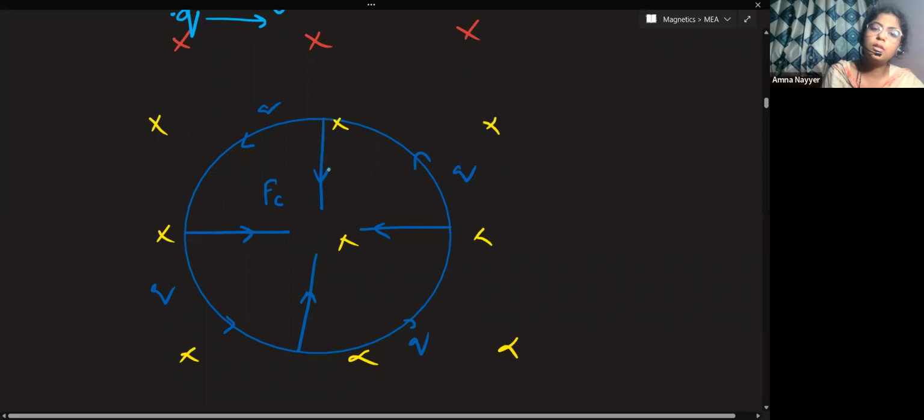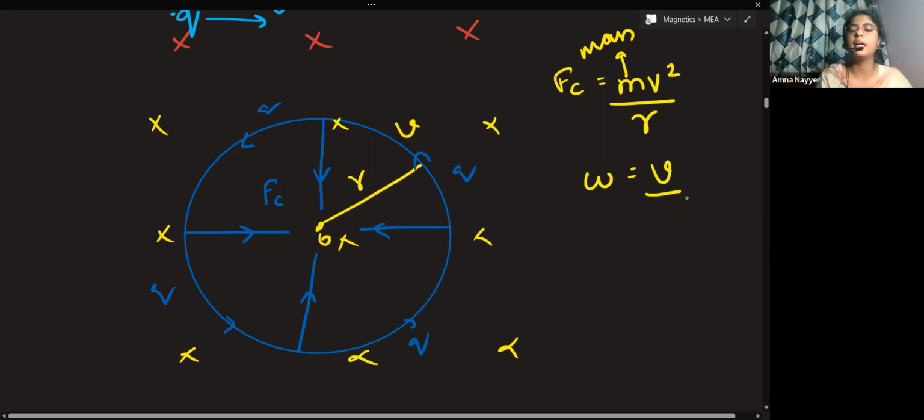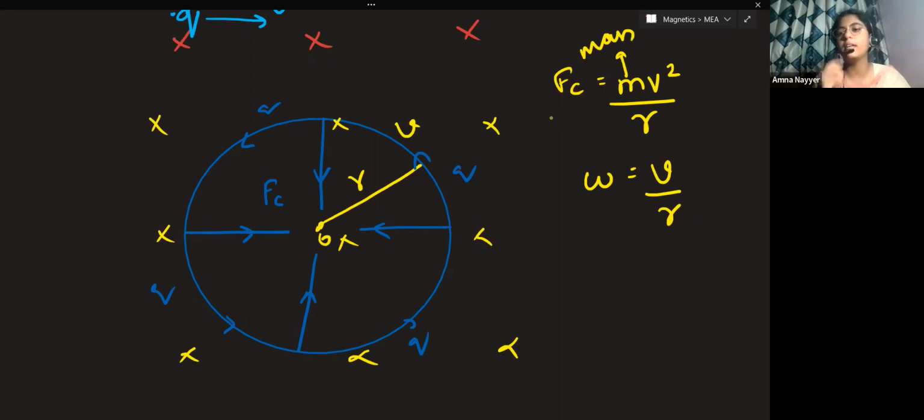So when you have circular motion, centripetal force is occurring. Charge was moving with a particular velocity, and let's say this is the radius of the circle. The magnitude of centripetal force is given by mv squared divided by r. m is the mass of the particle, v is the velocity, r is the radius. Radius means the distance from the center. Similarly, you have one more term, omega, which is v divided by r. So this concept will be used here. This is mv squared divided by r.